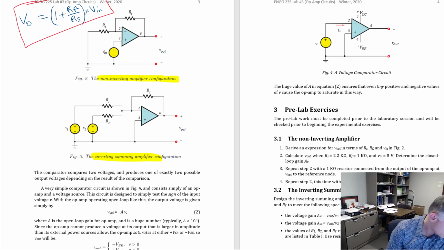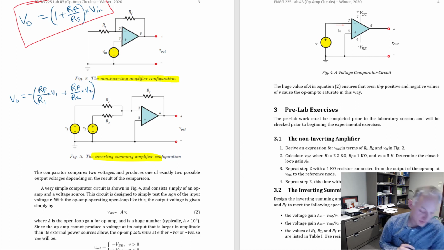Okay, so now let's see what the equation is. I'll just write it down so that you have it. Vout is equal to minus RF divided by R1, and then times V1, so that's the input voltage, plus RF divided by R2 times V2. Okay, so that's the equation for the inverting summing amplifier for this circuit that we see.